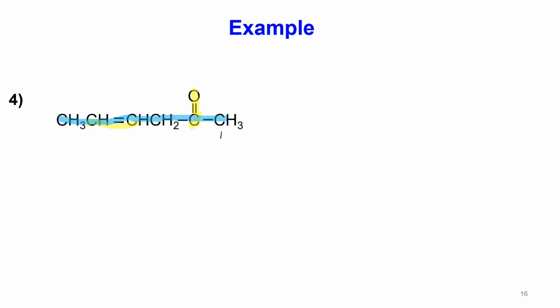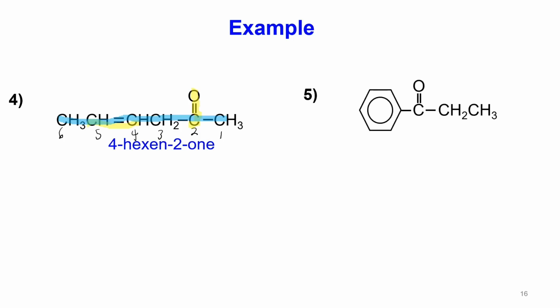Carbon number 1, carbon number 2, carbon number 3, carbon number 4, carbon number 5, and carbon number 6. At carbon number 4, we have a double bond. The IUPAC name given is 4-hexen-2-one. The last example, example 5, we have a carbonyl group, carbon double bond to oxygen, and it has carbon chains on both sides. So the structure is a ketone.